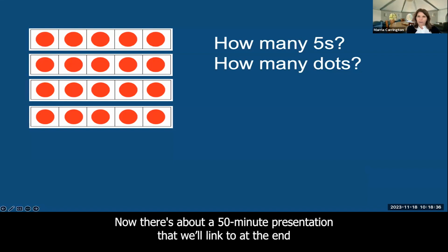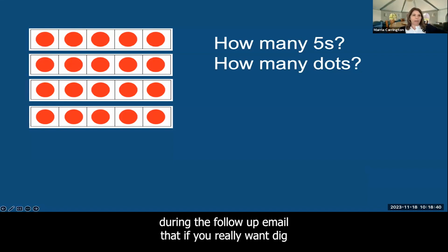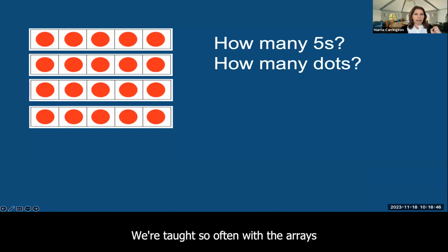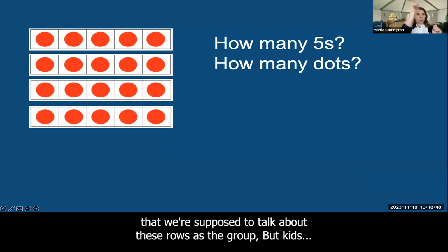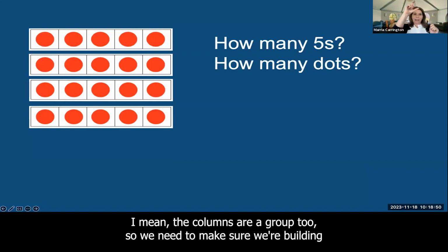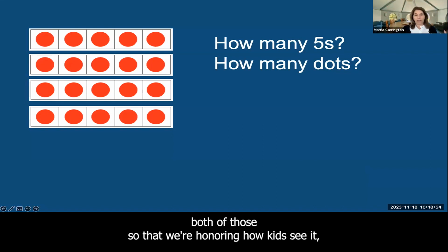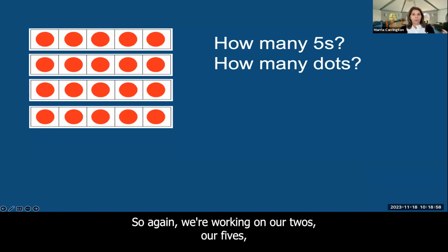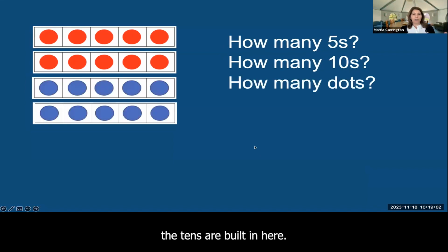Now there's about a 50-minute presentation that we'll link to at the end or in the follow-up email, that if you really want to dig in more to multiplication, you can watch that. We're taught so often with the arrays that we're supposed to talk about these rows as the group, but kids, I mean, the columns are a group too. So we need to make sure we're building both of those so that we're honoring how kids first see it, and making sure they can see it both ways. So again, we're working on our 2s, our 5s, the 10s are built in here.